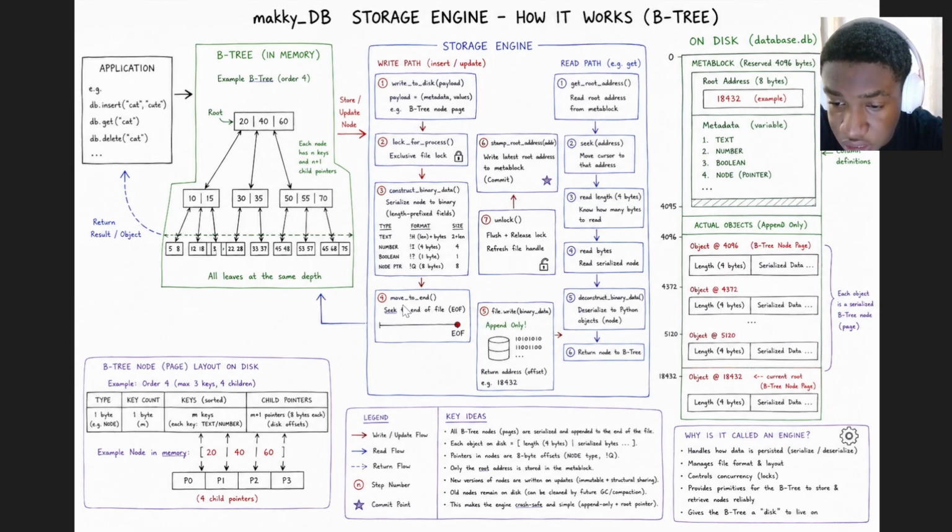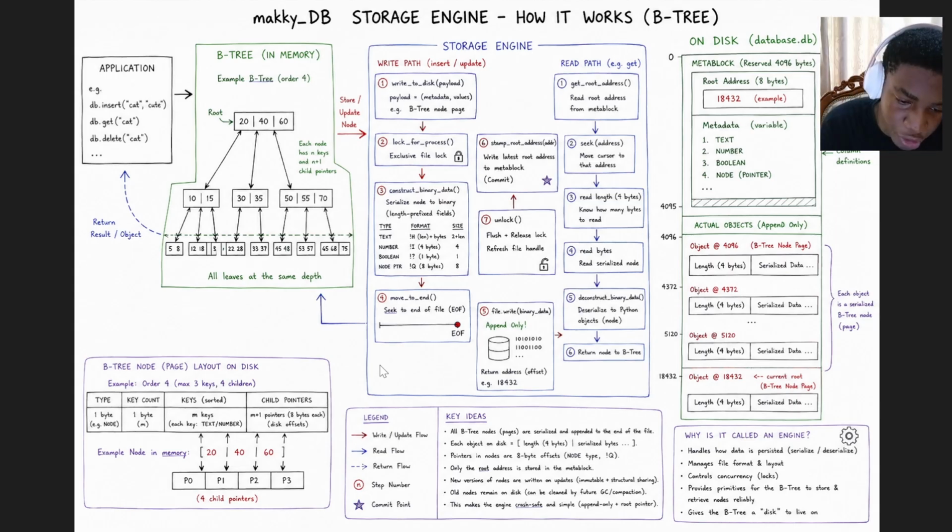The appended byte is exactly 4 bytes, to know how many bytes to read. Then we read those bytes, which is the serialized node. We will read that serialized node and then deserialize it using a deconstruct binary data, and then we will return the node to the B-tree.